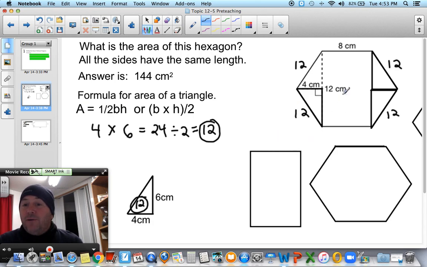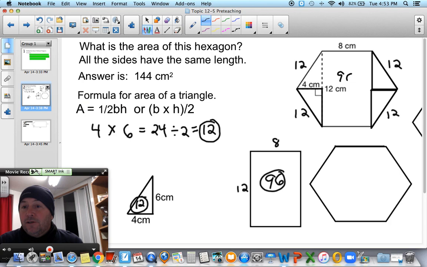Okay, so now we have to figure out the area of this rectangle. Well, the rectangle measures 8 across the top, and it measures a total of 12 down its side. So then we can multiply 12 times 8, which is 96. So now we have an area of 96 for the rectangle.